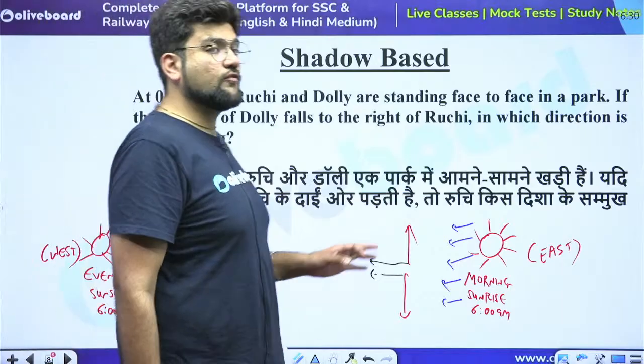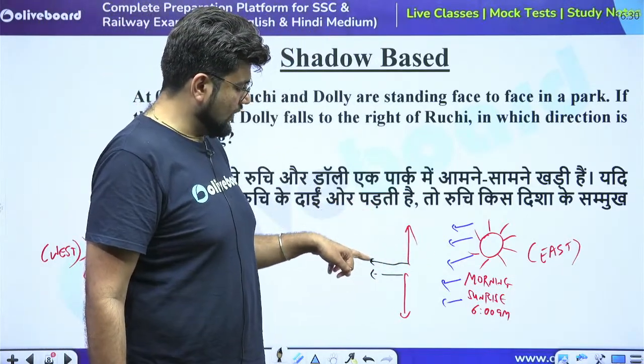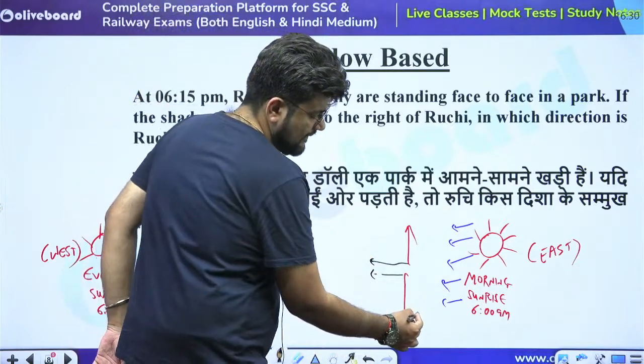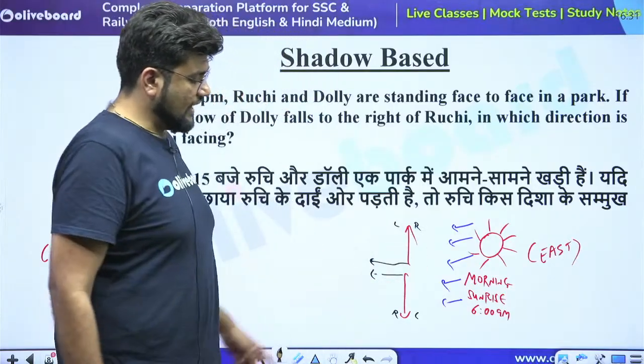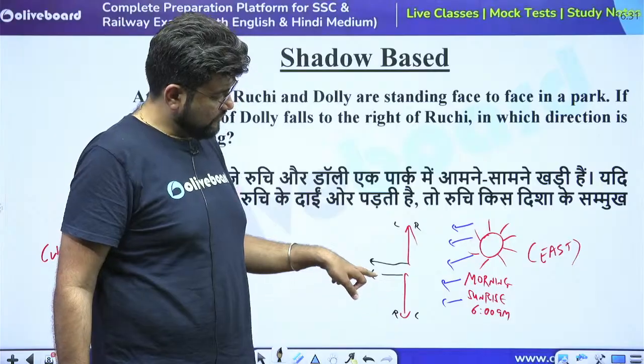Now I told you the shadow of A falls to the left of B. This person's shadow, this one, falls to this person's right hand side. Correct? This is the left for him, this is the right for him, this is the left for him, this is the right for him. So shadows are falling to the left of who? To this guy. So the shadow of A falls to the left of B.